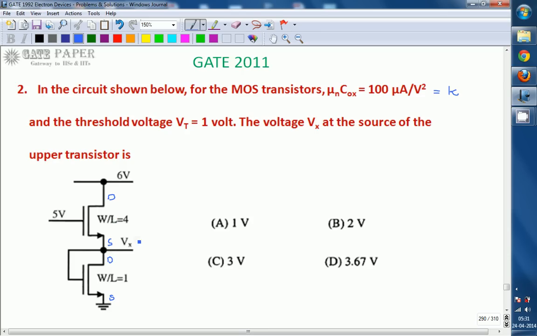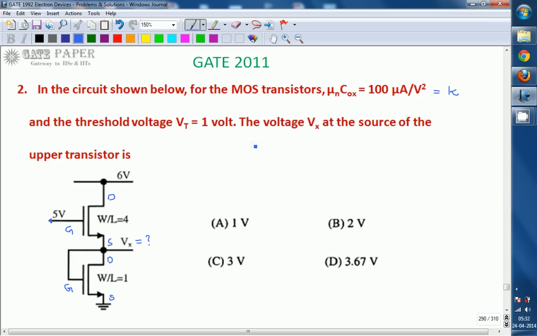Okay, and Vx is nothing but the voltage at this point, which is the voltage at the source of the upper transistor or the voltage at the drain of the lower transistor. That we are going to calculate with the information given. Here the voltage given for the gate of the upper transistor is 5 volts. So this is the gate terminal for the upper transistor, and this is the gate terminal for the lower transistor.